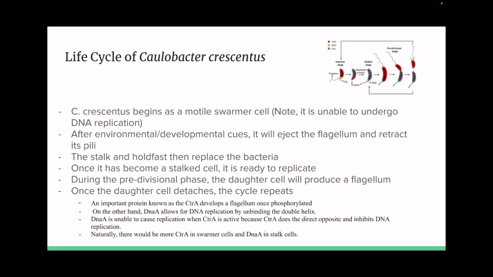It is important to note that a protein known as the CTRA develops a flagellum once phosphorylated. On the other hand, DNAA allows for DNA replication by unbinding the double helix. DNAA is unable to cause replication when CTRA is active because CTRA does the direct opposite and inhibits DNA replication. That means that naturally, there will be more CTRA in swarmer cells and DNAA in stalk cells.